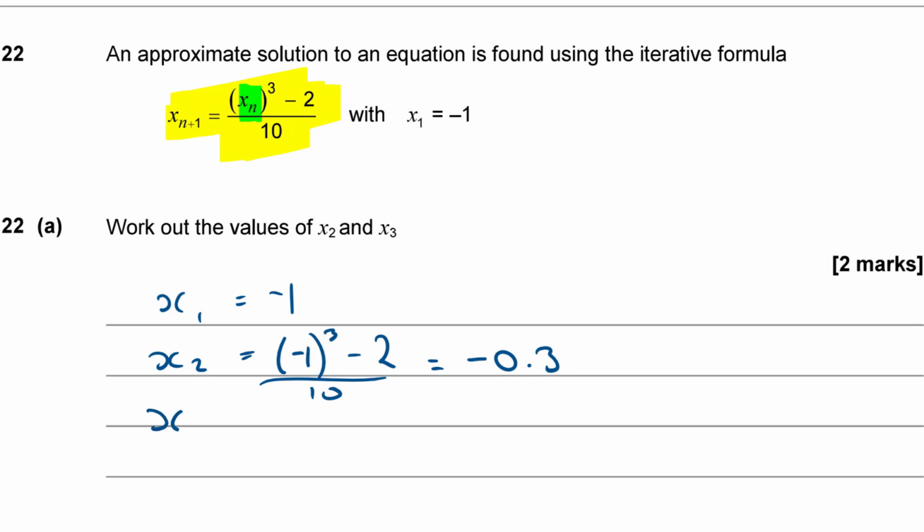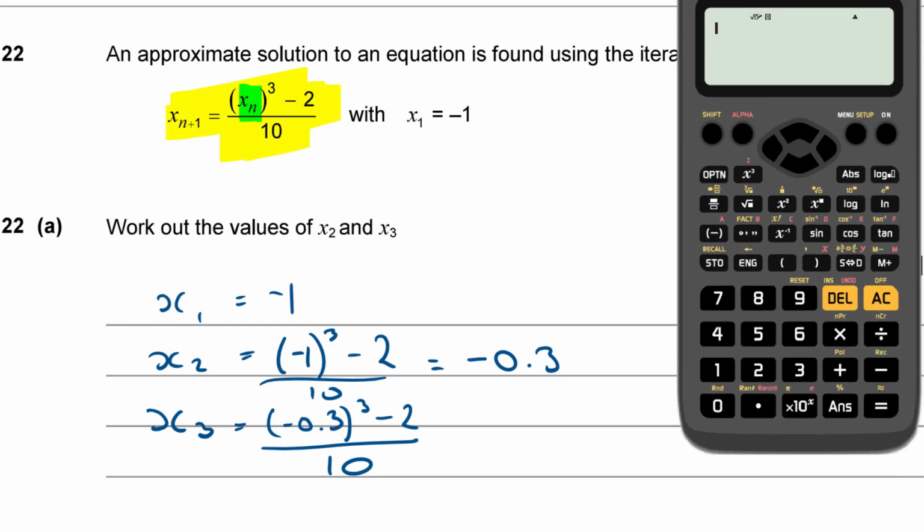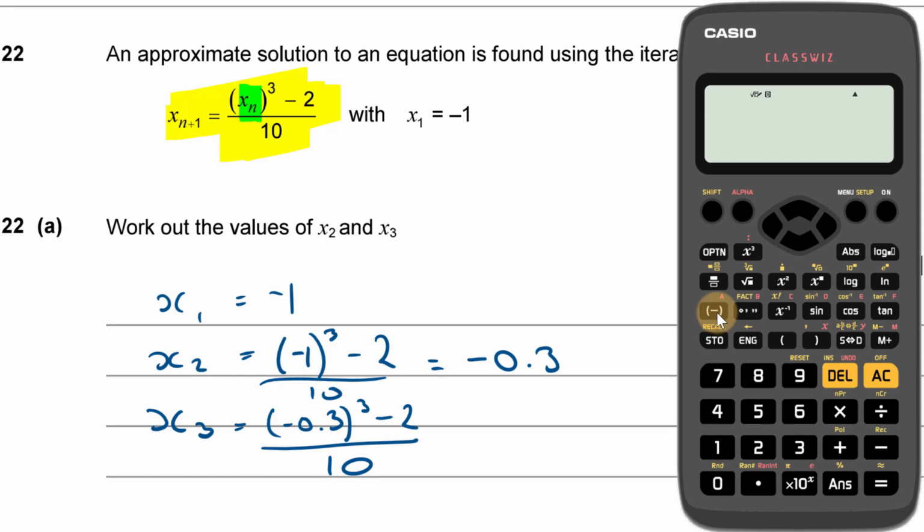Right, now x3 I'm going to get by taking minus 0.3 and cubing it, then subtracting 2 and dividing by 10. Now, I'm not going to be able to do that in my head. I think what I'm going to do is show you a trick with the calculator with these sorts of things.